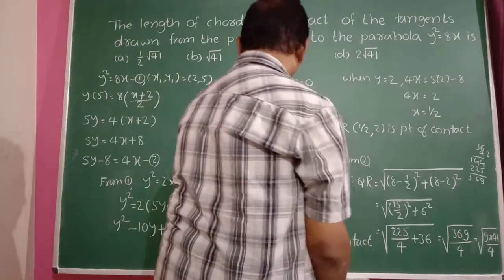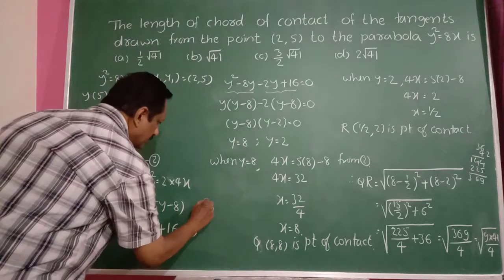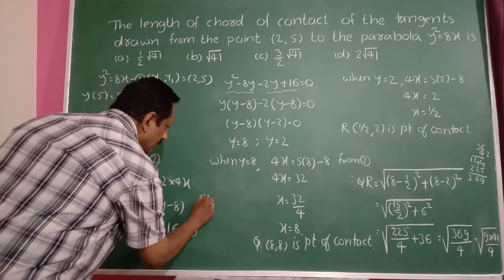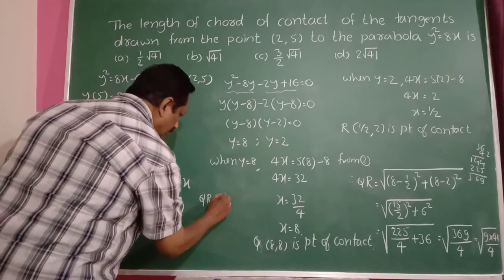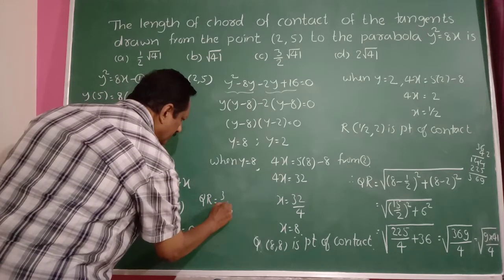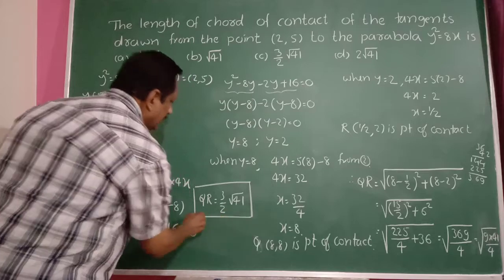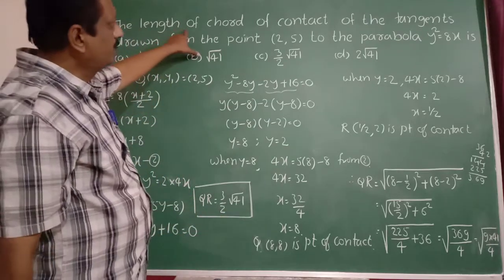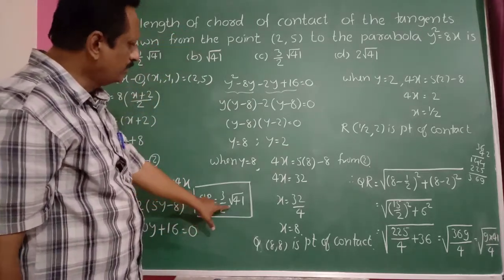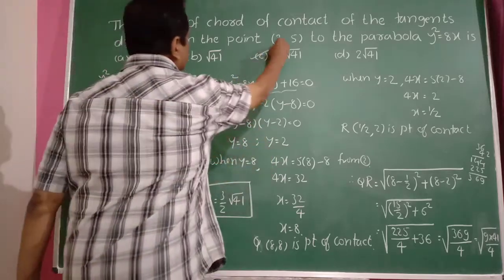Hence the answer is, I am writing here, QR is equal to 3 divided by 2 root of 41. The length of the chord of contact is 3 by 2 root of 41. So the correct option is C.